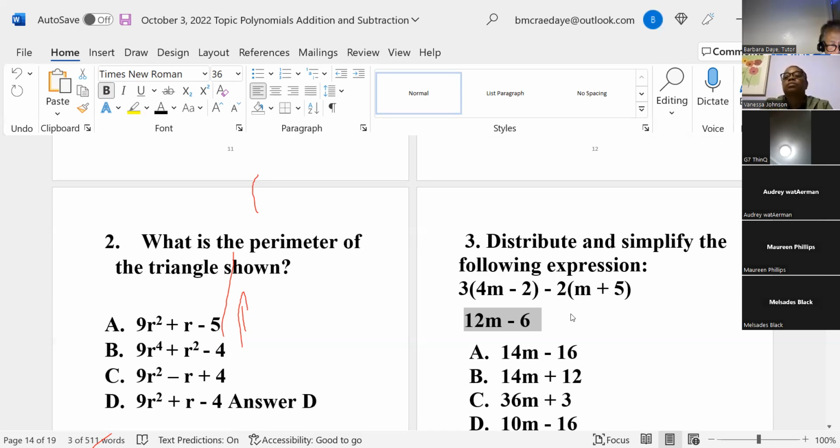The 3 applies to everything in the parentheses. So you've got to multiply 3 times the 4m. Oh, yeah, I forgot that 3 times the minus 2. That's how Vanessa got 12m minus 6, because 3 times minus 2 is minus 6. Okay, now the 12.